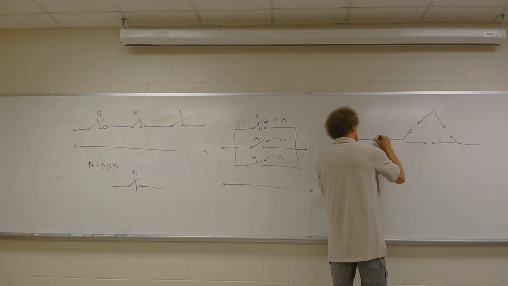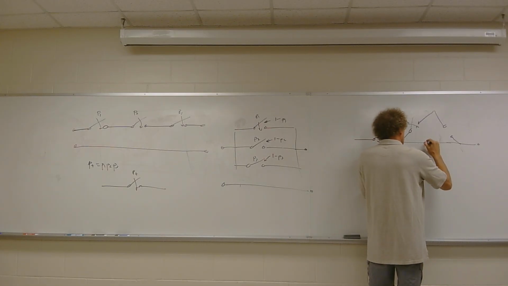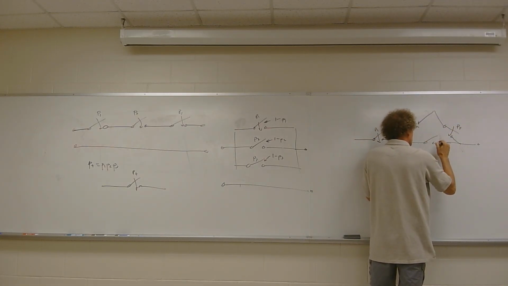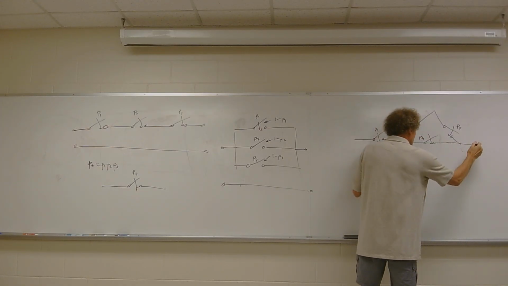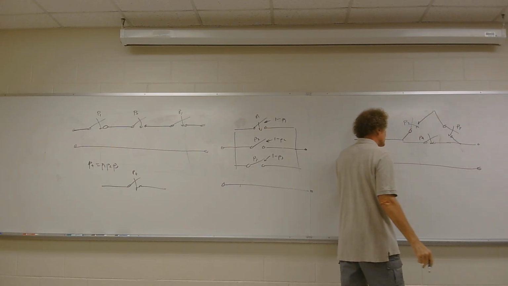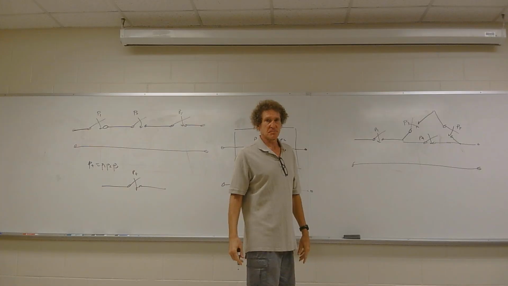So call this P1. This is the probability of working. P2, P3, and P4. And I want the probability that there's going to be connectivity here. These are all probabilities of working. How would you do the problem?